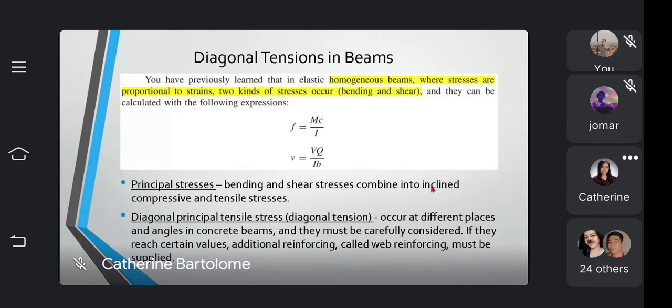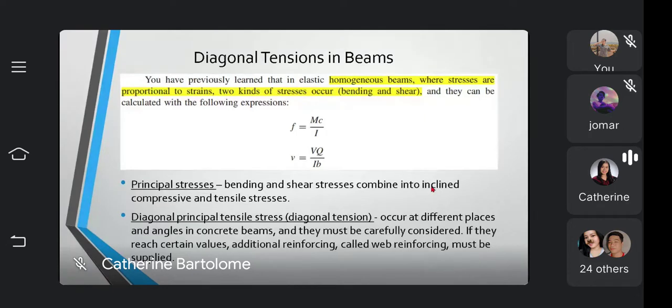Okay, so you know that elastic homogeneous beams have two kinds of stresses. These are the bending and the shear stresses. The bending stresses were already discussed in prelims and finals. Kaya natin dinidesign ang beams for the tension side, right? You already discussed the formulas for bending and shear in your strength of materials. So f = Mc/I and v = VQ/Ib.